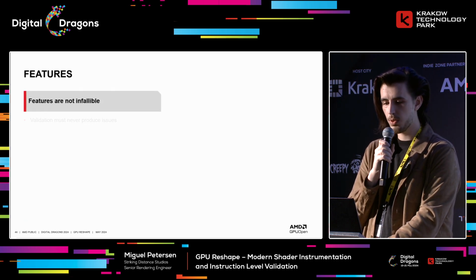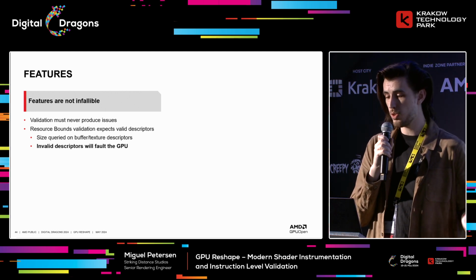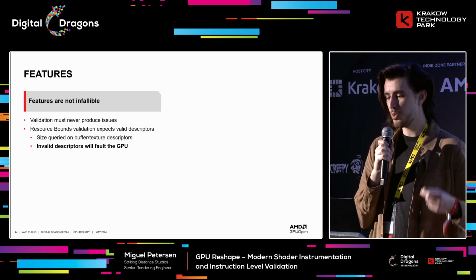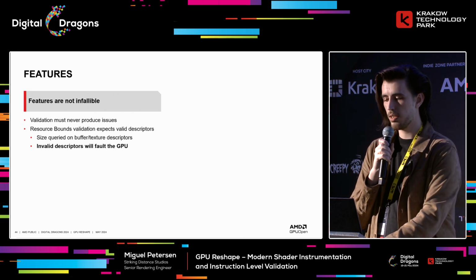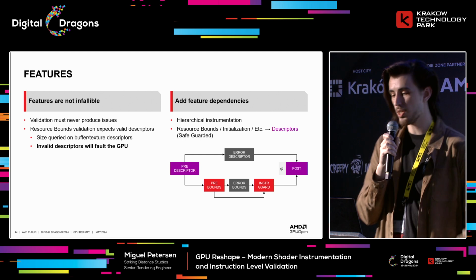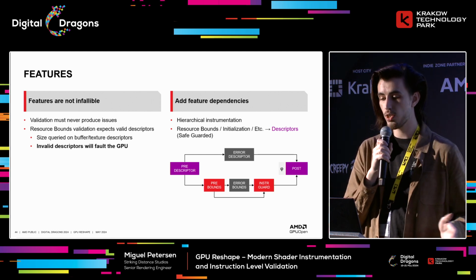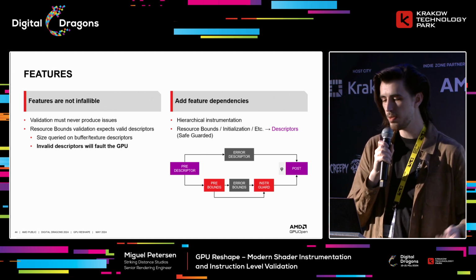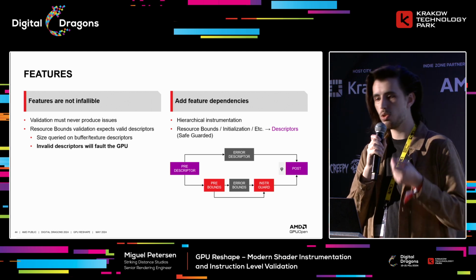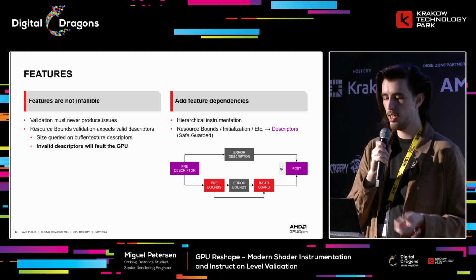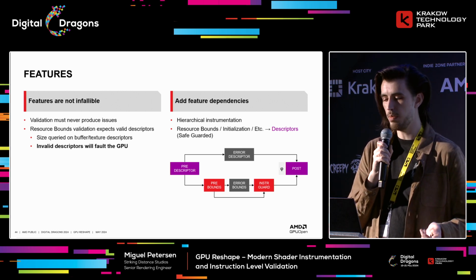But features themselves are not infallible. Take resource-bound validation. It's querying the dimensions of a descriptor, right? So it needs valid descriptors, and if it's invalid, the GPU will crash. The way this is handled is through what I call hierarchical instrumentation, and it's basically that features have dependencies on other features. In this case, resource validation depends on descriptor validation. It's easy enough. Descriptor validation runs first, guards the instructions, and then resource bounds uses the already validated descriptor data in the guarded path. And this is a really convenient way to reduce the amount of work needed by each feature.